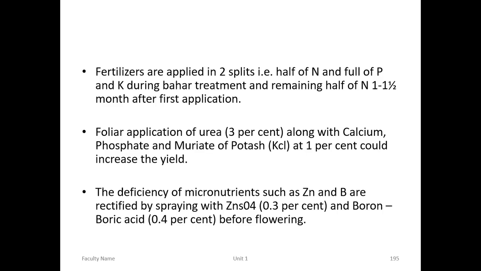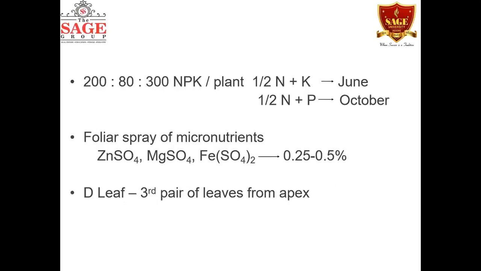Then for deficiency of some micronutrients such as zinc and boron, this can be rectified by spraying some zinc sulfate or boron like boric acid, just before the flowering. In this way also, this is some recommendation, half N as well as so in this way also they can give in some other part.